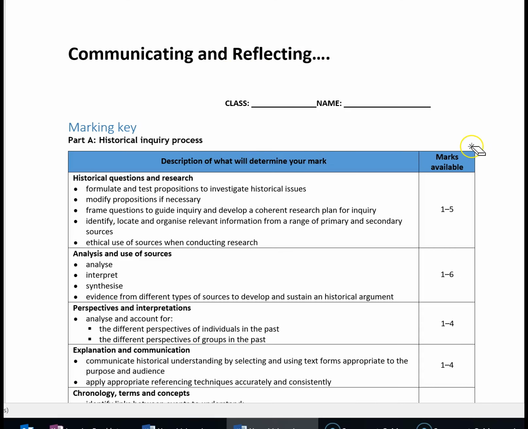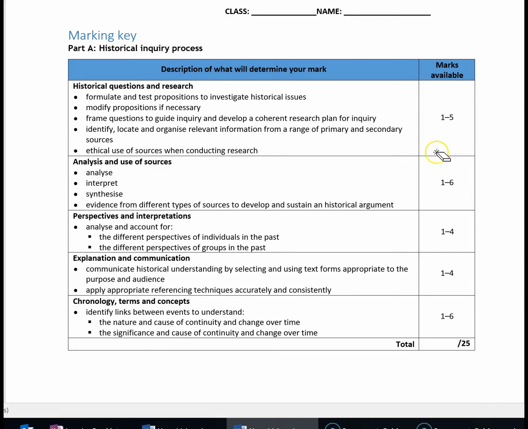So what we're looking at here is the marking key for the inquiry. I'll just go back. Okay, so you can see here the top marks are over there on each one. Okay, so what we're looking at here, you can get between 1 and 5 for this. So it's out of 25, and you can get between 1 and 5 marks available. And that's your questions and research.